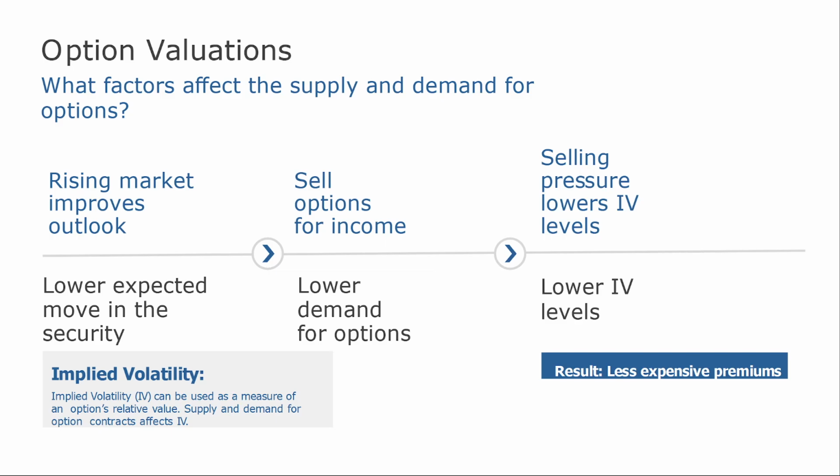At the same time, it can be the reverse. Imagine, for example, we would have a rising market, which improves the outlook. We are going to sell options for income, and there is going to be much bigger selling pressure. By doing this, we are going to lower the IV levels. And when we lower the IV levels, we are going to have less expensive premiums because there is going to be a lower demand for the options, and we are going to have a lower expected move in the security.